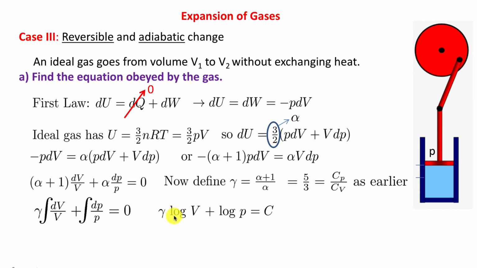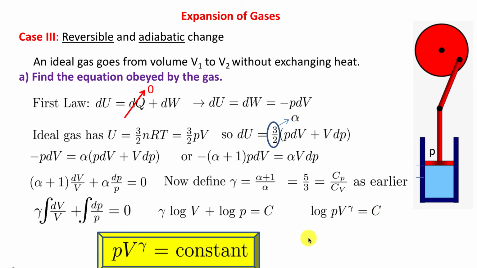On the other hand, I can write this gamma log V as log of V to the power gamma. And then I have log of V to the power gamma plus log of P, which means log of V to the gamma multiplied by P equals some constant. In other words, log of PV to the gamma is equal to some constant, and that has given us a very important relationship. Pressure into volume to the power gamma, and this gamma is the specific heat at constant pressure divided by the specific heat at constant volume, that PV to the gamma is always going to be a constant.